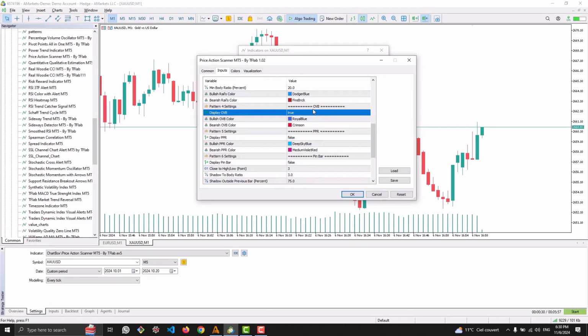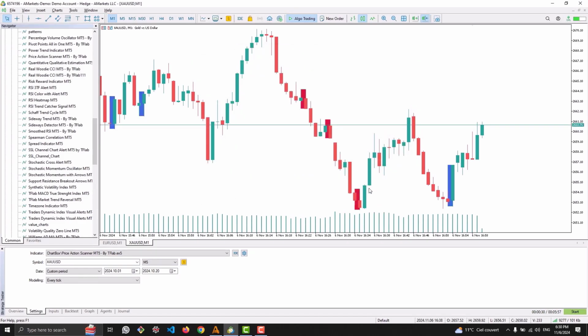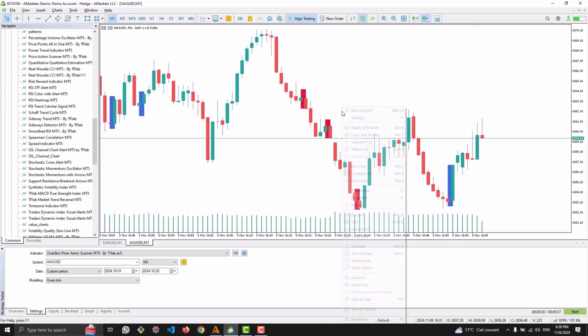The next pattern is the outside vertical bar, which we can see as such on the chart. This pattern forms when we have two candles and the second candle's high and low are both higher and lower than the previous candle, meaning its high is higher than the previous candle and its low is lower than the previous candle, effectively covering the entire previous candle. Here we see its bearish form, and here we see its bullish form.